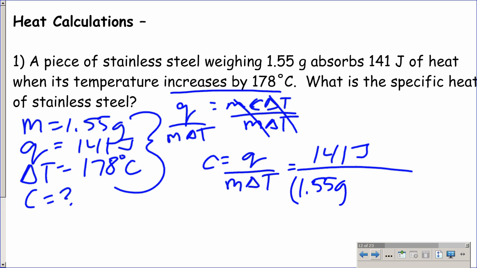1.55 grams and 178 degrees Celsius. Okay, so what are our units going to be in the end? Joules over grams degrees Celsius. Is that the unit of C? Yes. Okay. So calculate. Do that for me. We're going to practice calculating in class because some of us still cannot put that in our calculator correctly. The denominators are just so tricky.